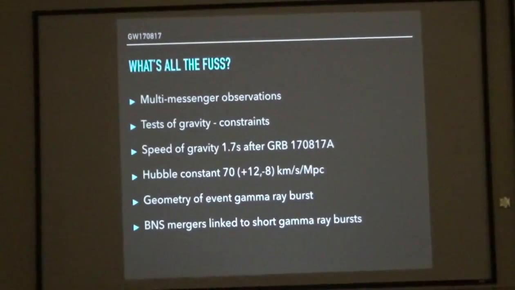The speed of gravity. Has anybody heard of the speed of gravity before? Well, it turns out, I told you that you've got a gamma ray burst very fast, or a transient gamma ray event that occurred 1.7 seconds after the fact, after the coalescence.